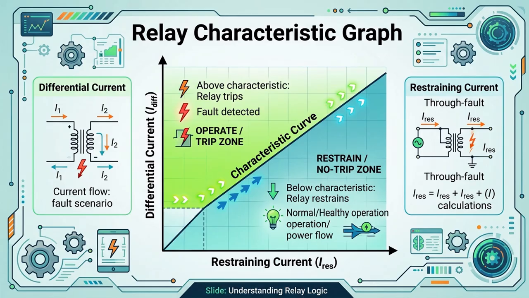Now look at the relay characteristic. If the operating point lies above the characteristic line, the relay trips. But if it falls below the line, the relay restrains and remains stable. Simple, reliable, and secure protection.